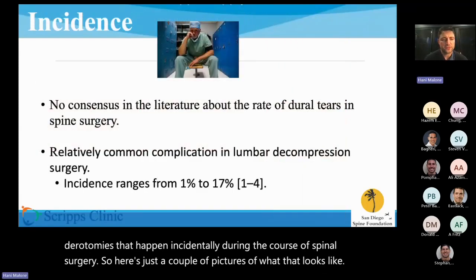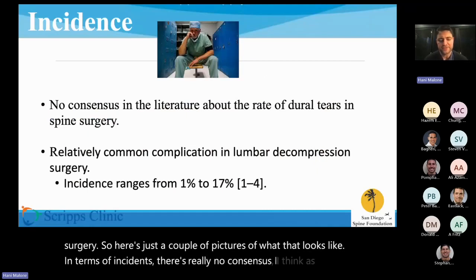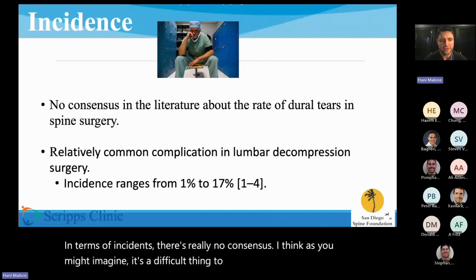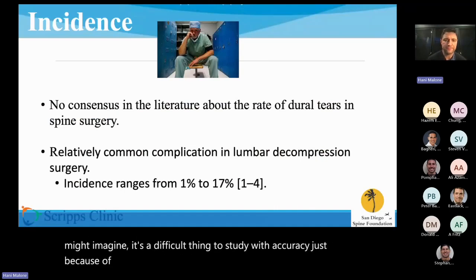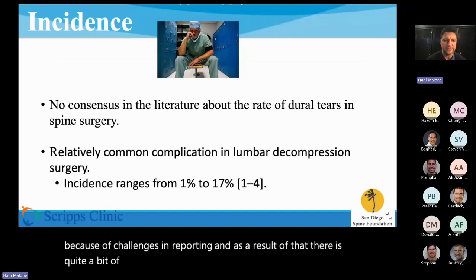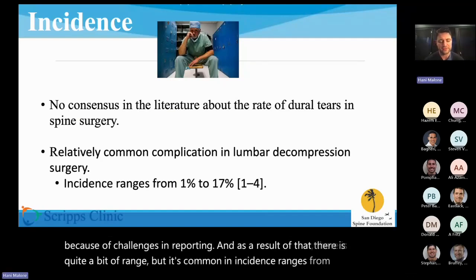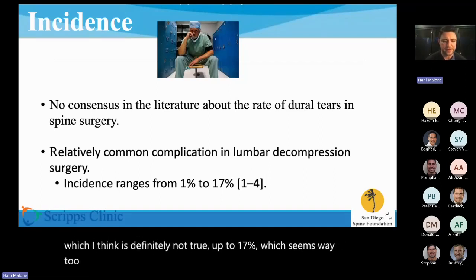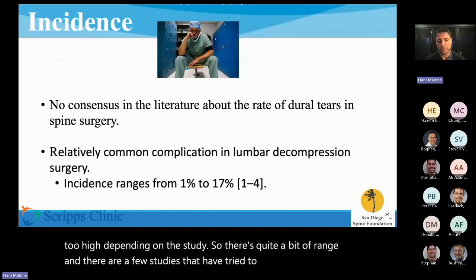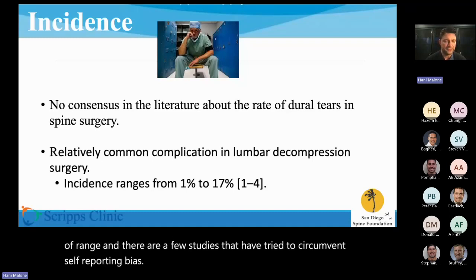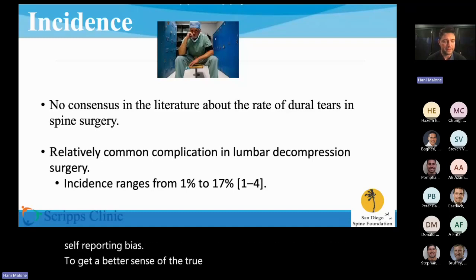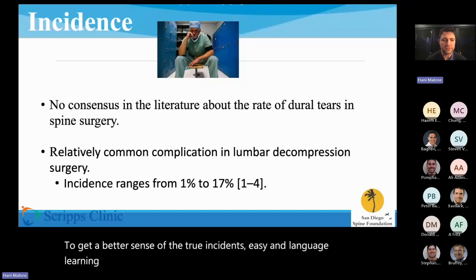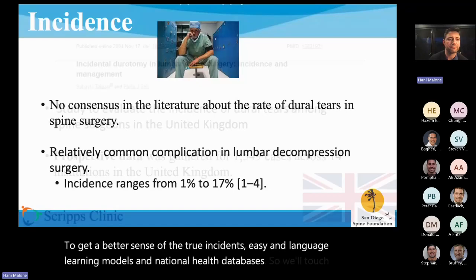In terms of incidence, there's really no consensus. I think, as you might imagine, it's a difficult thing to study with accuracy just because of challenges in reporting. As a result of that, there is quite a bit of range, but it's common. The incidence ranges from 1%, which I think is definitely not true, up to 17%, which seems way too high, depending on the study. There are a few studies that have tried to circumvent self-reporting bias to get a better sense of the true incidence using language learning models and national health databases. So we'll touch on those briefly.